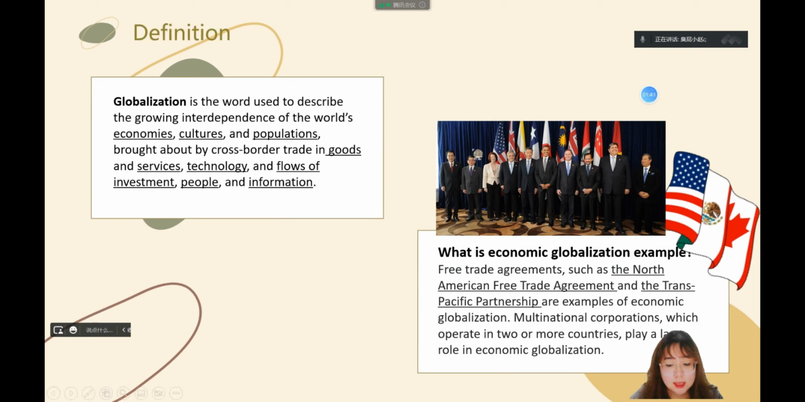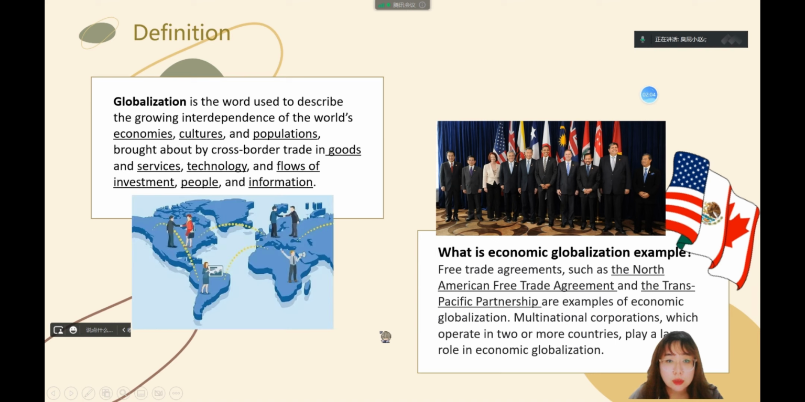Let's move on. The second subtopic of introduction is definition. What is globalization? Globalization is the word used to describe the growing interdependence of the world's economies, cultures, and populations, brought about by cross-border trade in goods and services, technologies, and flows of investment, people, and information.